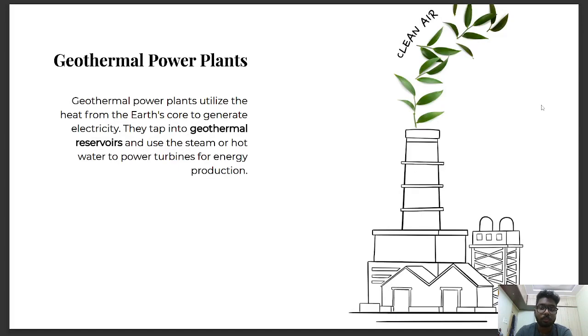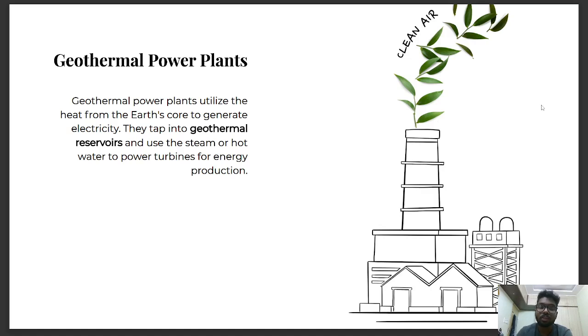Geothermal power plants. Geothermal power plants utilizes the heat from Earth's core to generate electricity. They trap geothermal reservoirs and use steam or hot water to power turbines for energy production. So geothermal energy is basically they take the places where you find volcanoes and they use those heat to heat the water, and the same thing happens. The water is converted into steam, and the steam moves a turbine.